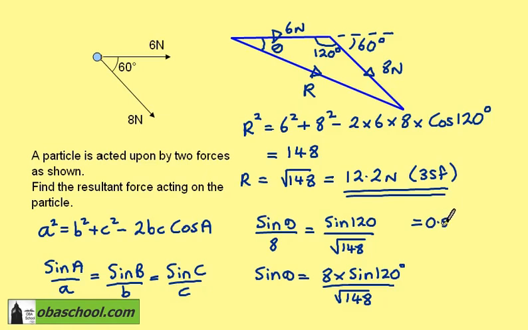This is 0.569 and so on, and to find the angle we do inverse sine of this number, and that gives us 34.7 degrees to 3 significant figures. So our resultant force is a force of 12.2 newtons at 34.7 degrees below the horizontal, as shown in our diagram.